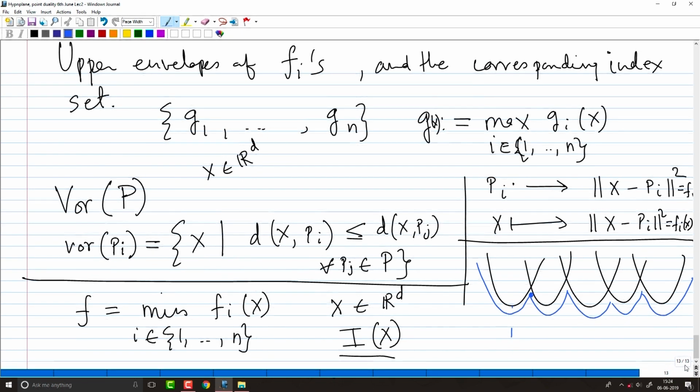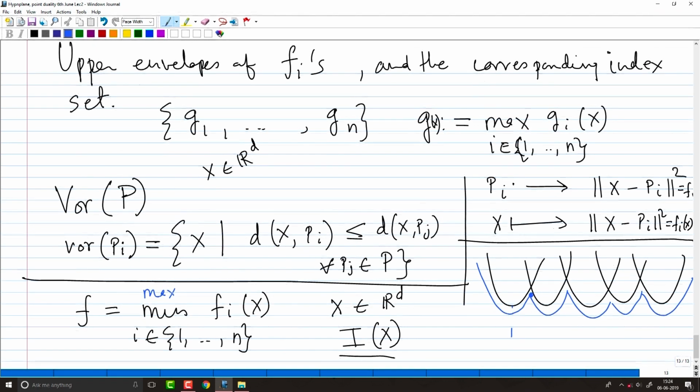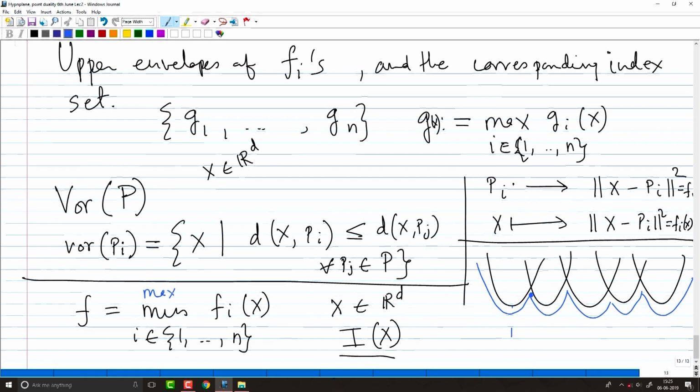So, this is the minimization version. Let us look at a maximization version of this. If I maximize, what will it give me? Normally when you say Voronoi diagram, people mean closest point Voronoi diagram. But if I take max, what will it give me? Has this been introduced? Furthest point Voronoi diagram. So, this gives you what is called the furthest point Voronoi diagram.